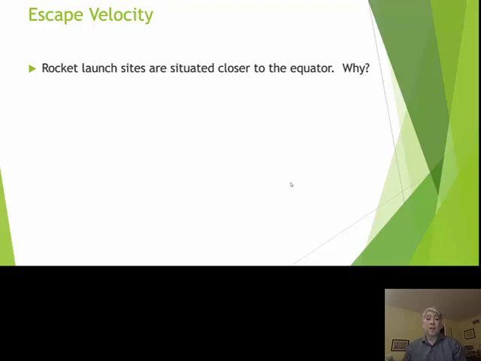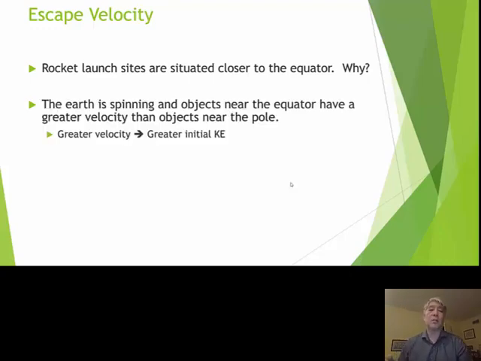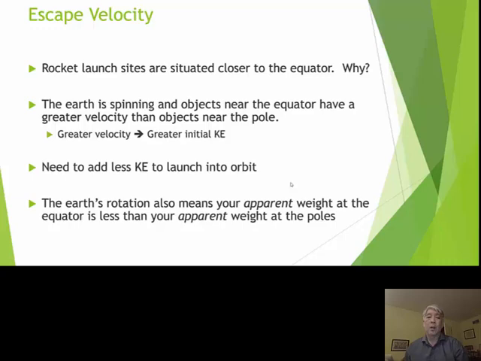So escape velocity brings up a couple of aspects that can be important. Rocket launch sites are situated closer to the equator, and sometimes people ask why that is. The reason is that the Earth is spinning and objects near the equator have a greater velocity than objects near the pole. Greater velocity implies greater initial kinetic energy, and so you need to add less kinetic energy to launch an object into orbit.